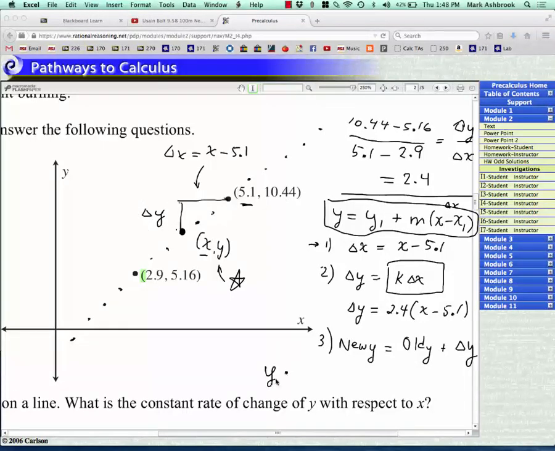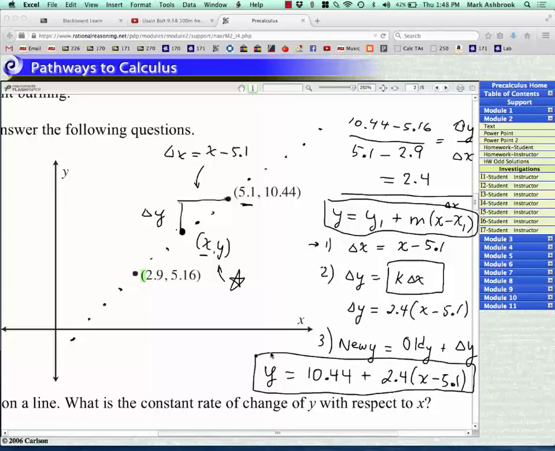Okay, so what was the old y? 10.44. And how much did y change? 2.4 times. That's our change in y that we got from k delta x, which we did in the chicken example and the flag pole example, right? We did that. So then, like Ala said, this represents every single point on the line. Given an x, it will crank out the corresponding y. So it will give you every single point on the line, so it represents the whole line.